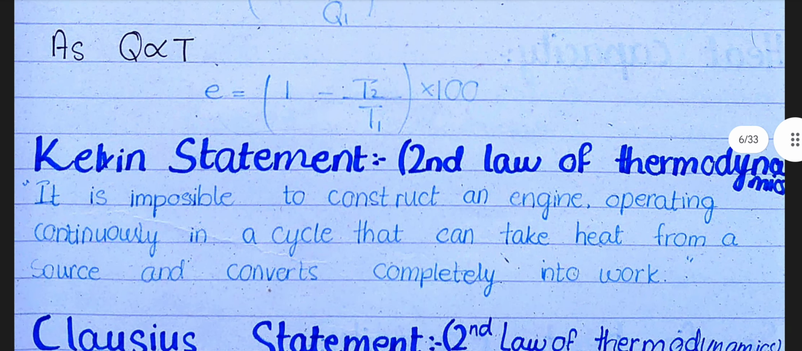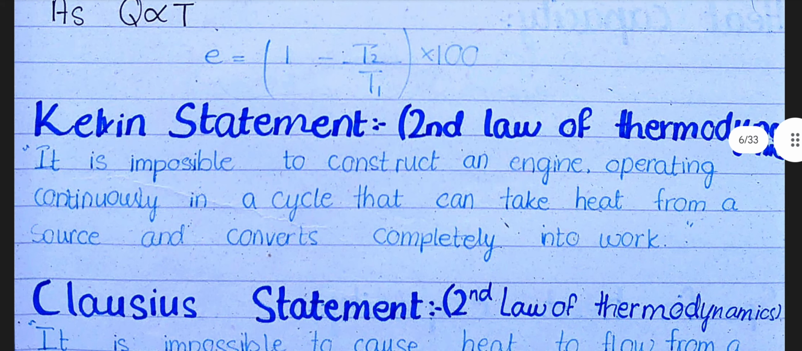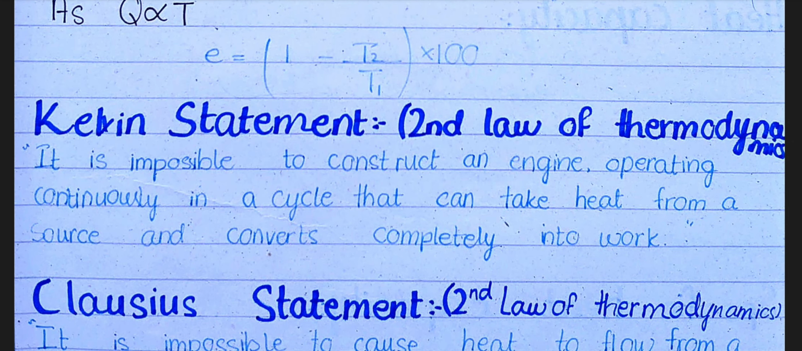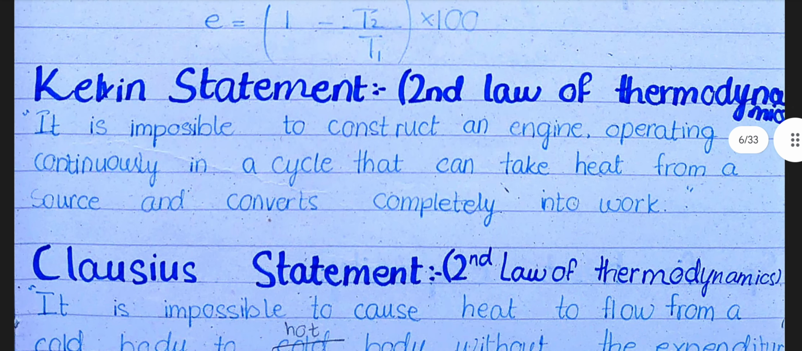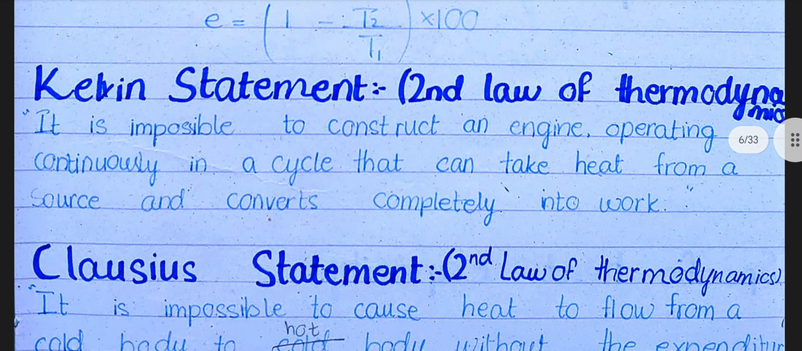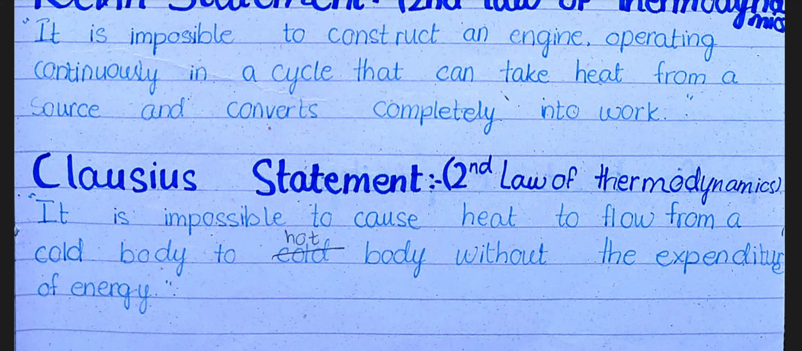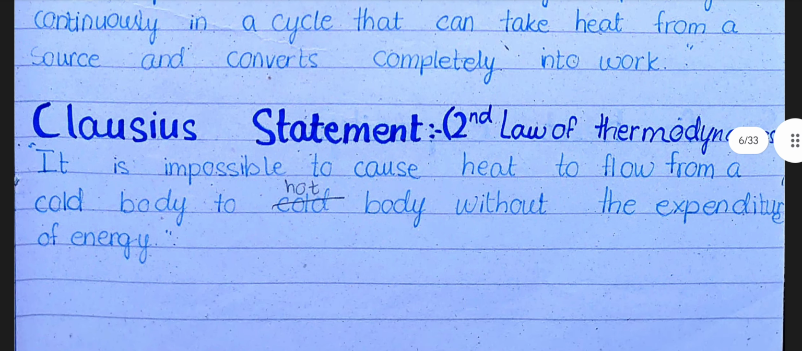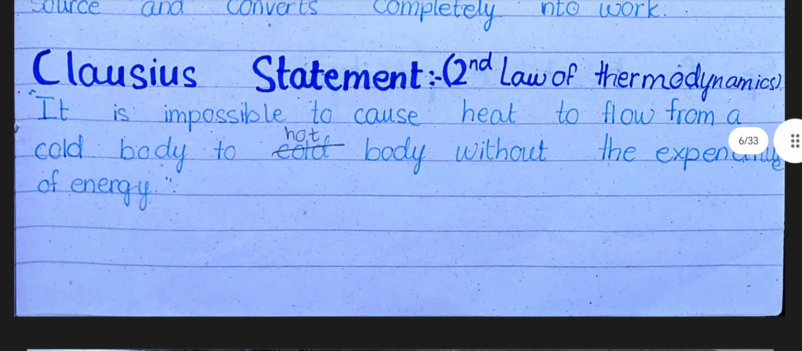Kelvin statement, second law of thermodynamics. It is impossible to construct an engine operating continuously in a cycle that can take heat from a source and convert it completely into work. Clausius statement, second law of thermodynamics. It is impossible to cause heat to flow from a cold body to a hot body without the expenditure of energy.